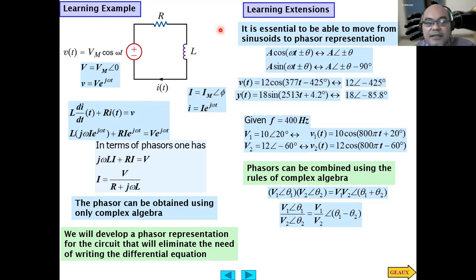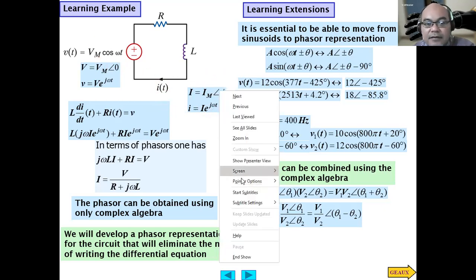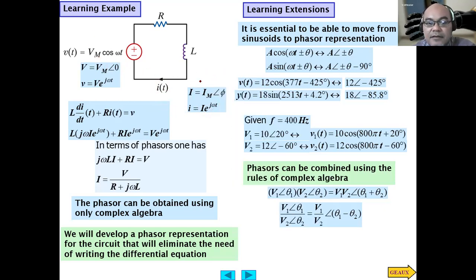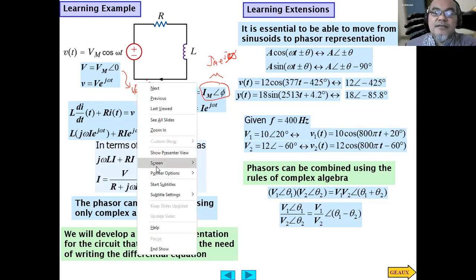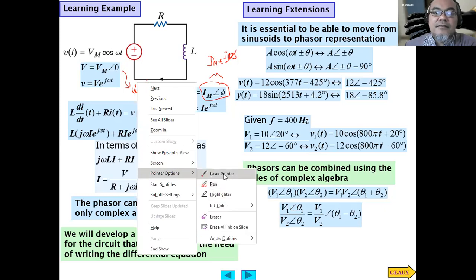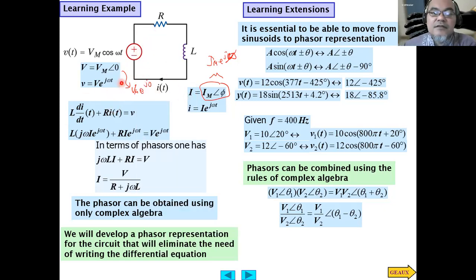Okay, so basically if we express it, this comes from Im exponent j phi, and this one is Vm exponent j 0, at 0 phase angle. So from this circuit, we then draw, using KVL, L di/dt plus R i(t) equals v, the voltage source.